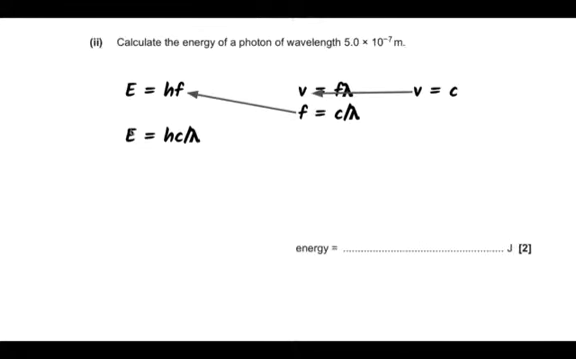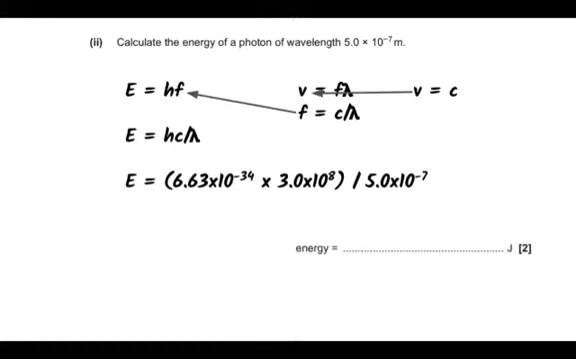I'm pretty sure that this expression is actually included in the equation sheet itself. Now the next bit I'll always do: I will always write out all the numbers I'm about to type into my calculator. So Planck's constant, 6.63 times 10 to the minus 34, times the speed of light, 3.0 times 10 to the 8, divided by the wavelength given to me in the question, 5.0 times 10 to the minus 7.